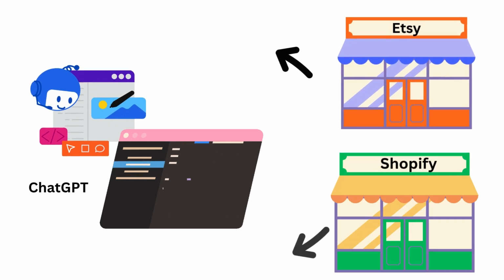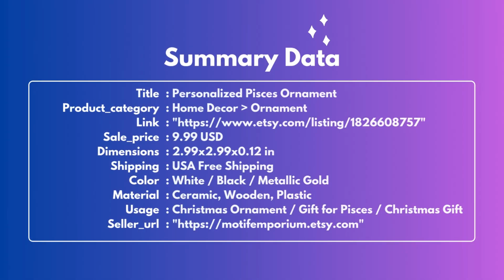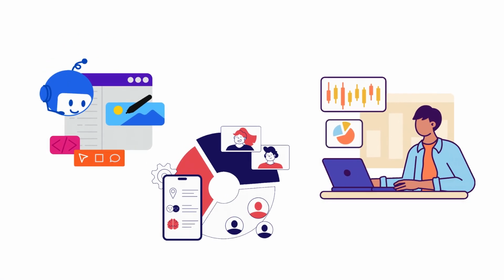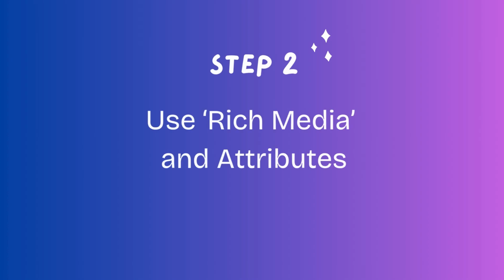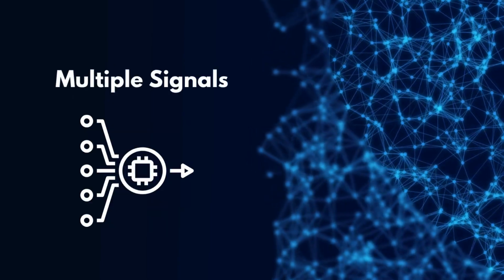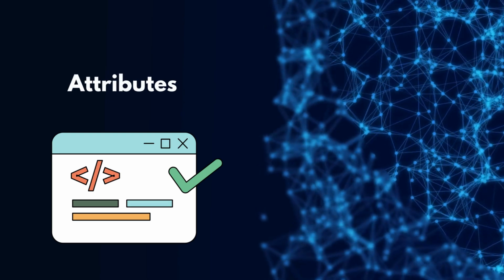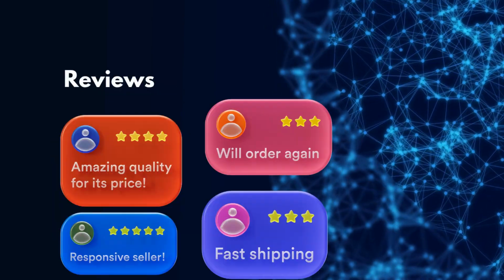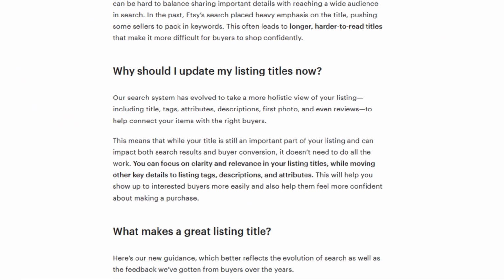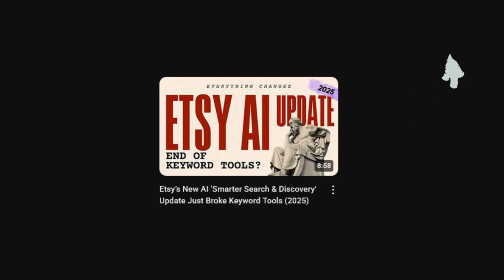Etsy already sends some of this data to ChatGPT, but when you add this summary data block directly into your product description, you're giving AI agents more clarity. Step 2. Use rich media and attributes. AI agents don't just read words, they weigh signals. That means clear product photos, complete attributes, and reviews that mention specifics like size, color, or quality. Etsy's own AI update even calls reviews a key part of new smart ranking. Check out our video about Etsy's AI update.